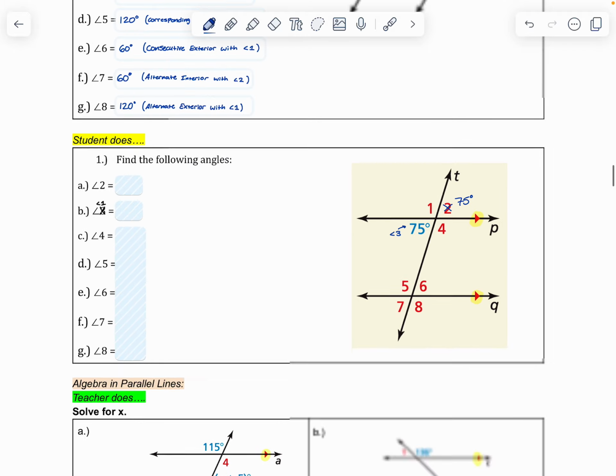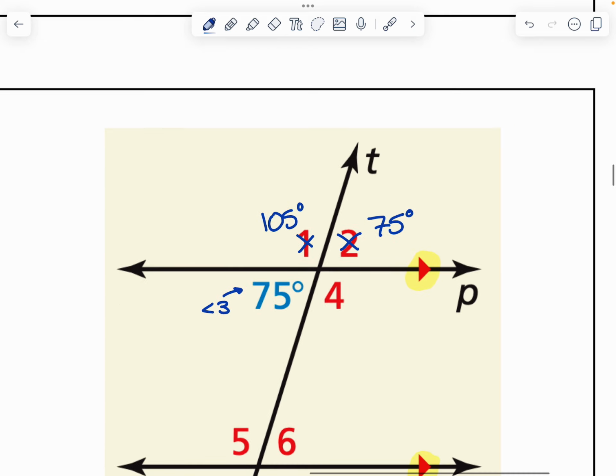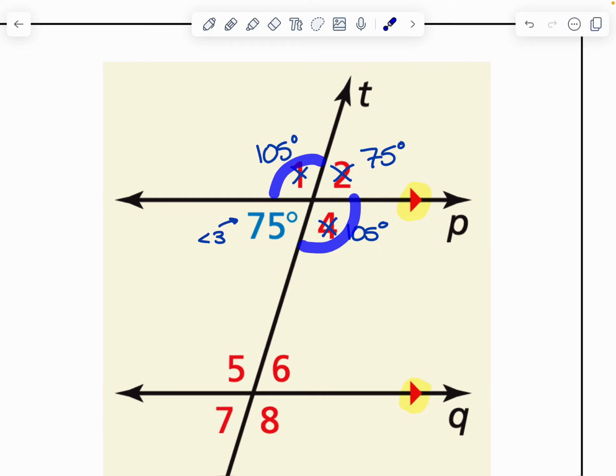I'm going to go through these a little quicker. Angle 1. Well, let's look at that relationship between angle 3 and angle 1. That creates a straight line. Straight line tells us linear pair, which means that angle 1 has to be 105 degrees. What's angle 4? Answer in your head. Angle 4's got to be 105 degrees. 2 reasons. Linear pair or vertical angles.